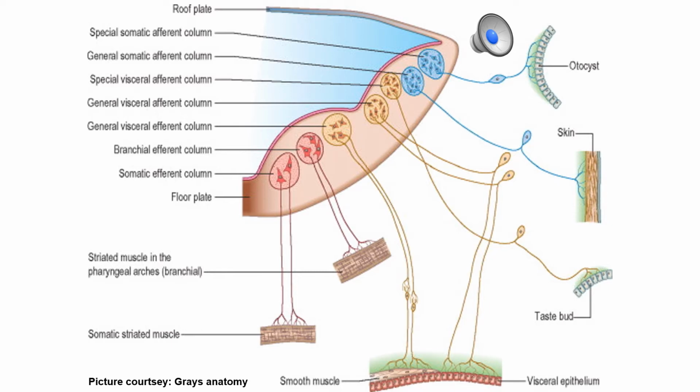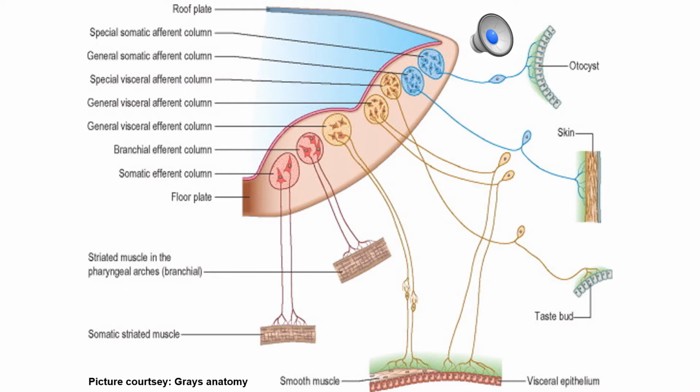So, the first column, or the medialmost column, is the somatic efferent column, and this column is responsible for supplying the somatic striated muscle. The second column is the branchial efferent or the special visceral efferent column, and this column is responsible for supplying the striated muscles derived from the pharyngeal arches. The third column is the general visceral efferent column, which is responsible for supplying the smooth muscles and glands.